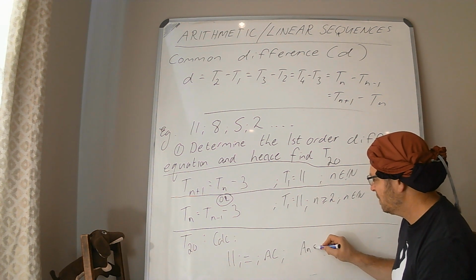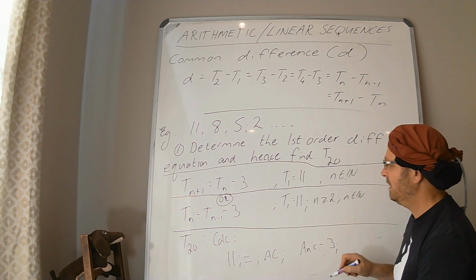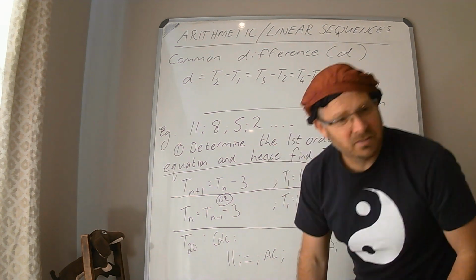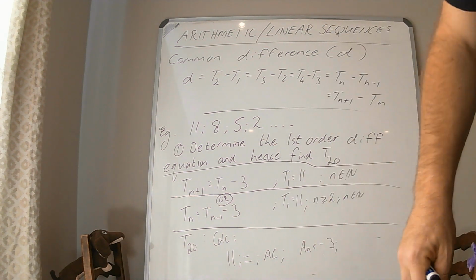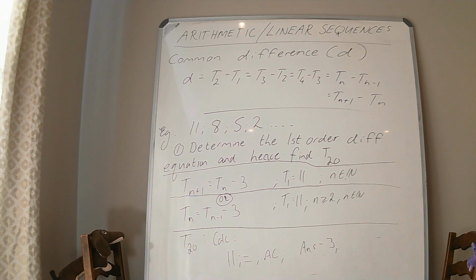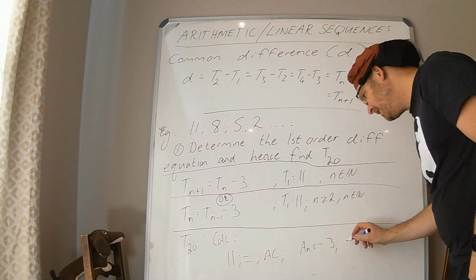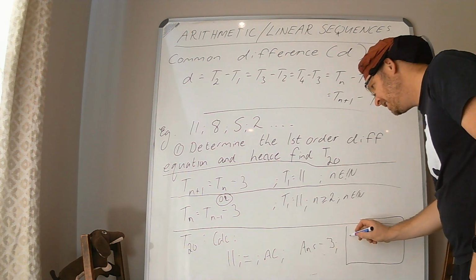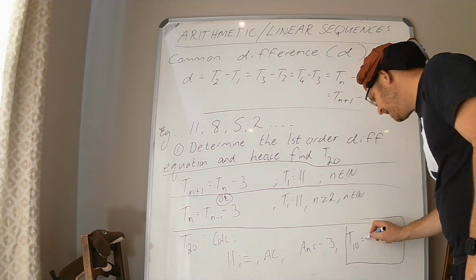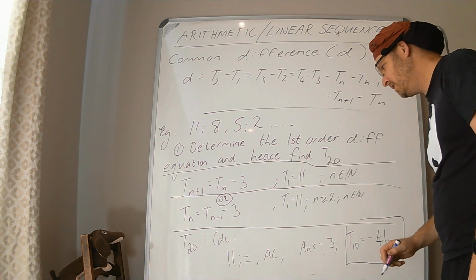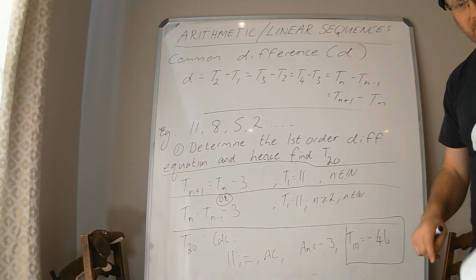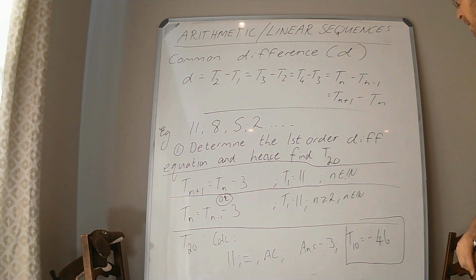So now you're going to go answer minus 3, and then you're going to count. So if you go answer minus 3, and you do that 20 times, you should get an answer of, okay, so your final solution is term 20 is equal to negative 46. Get that down.